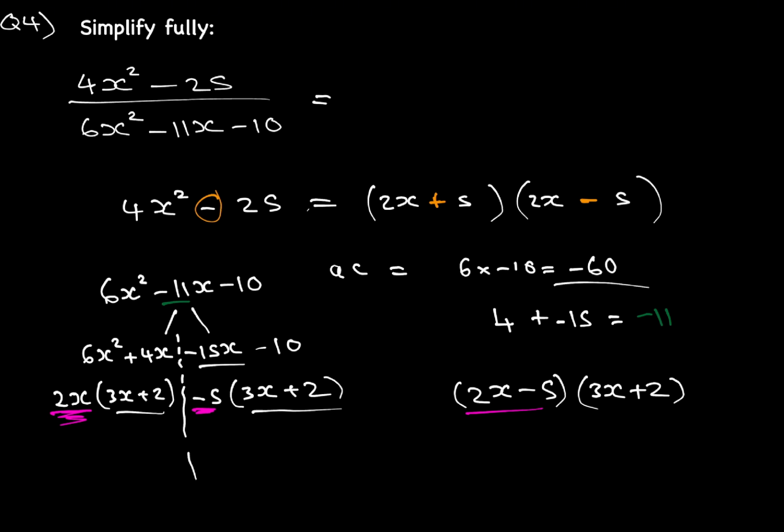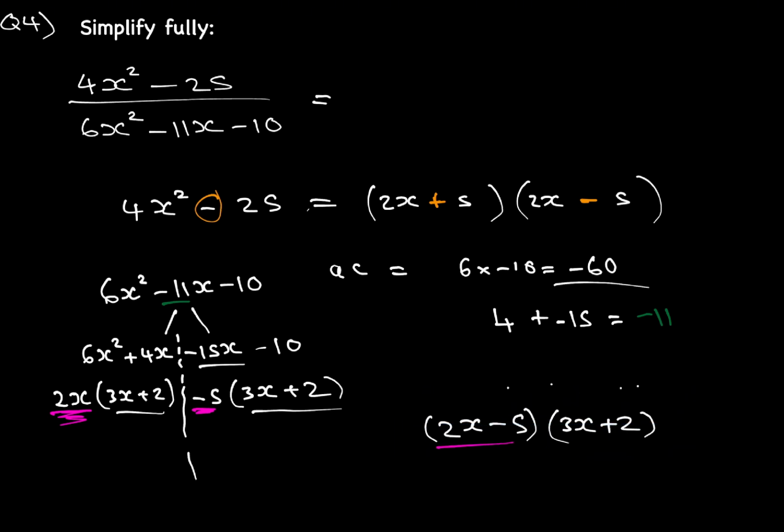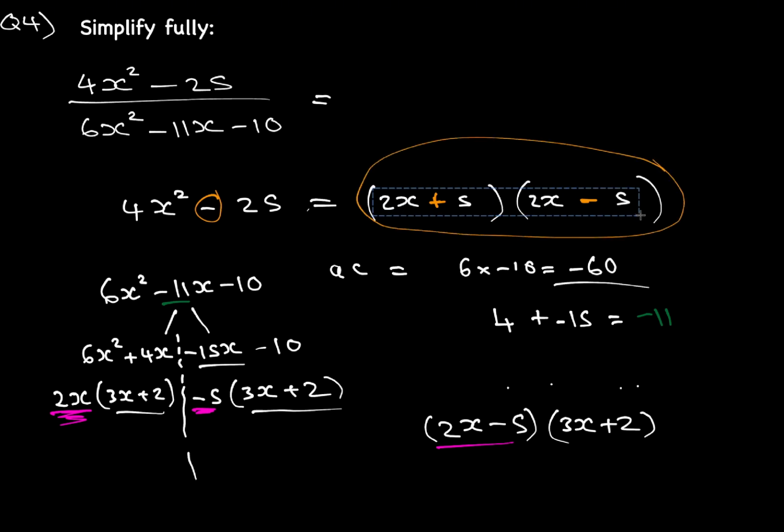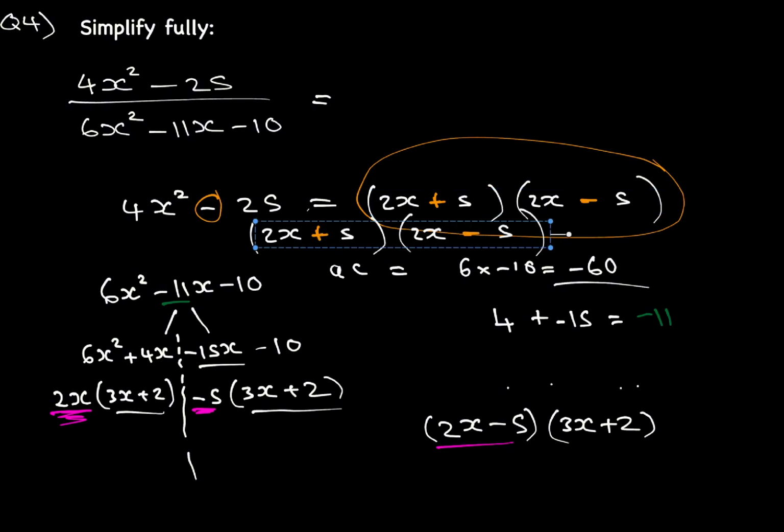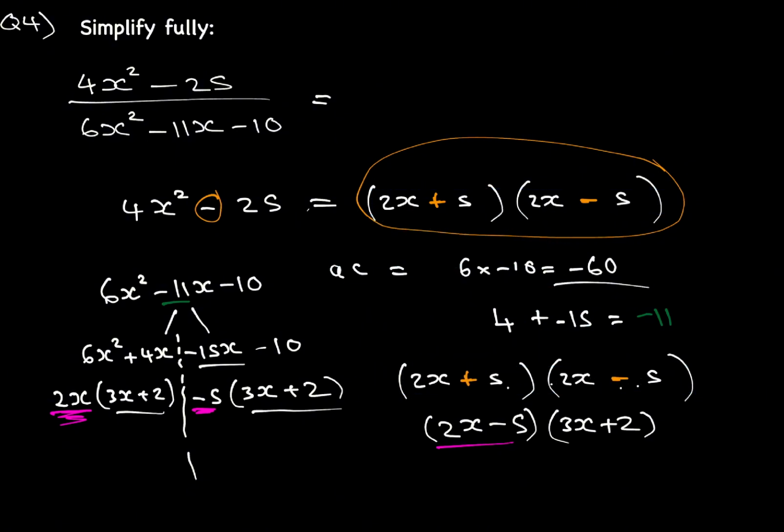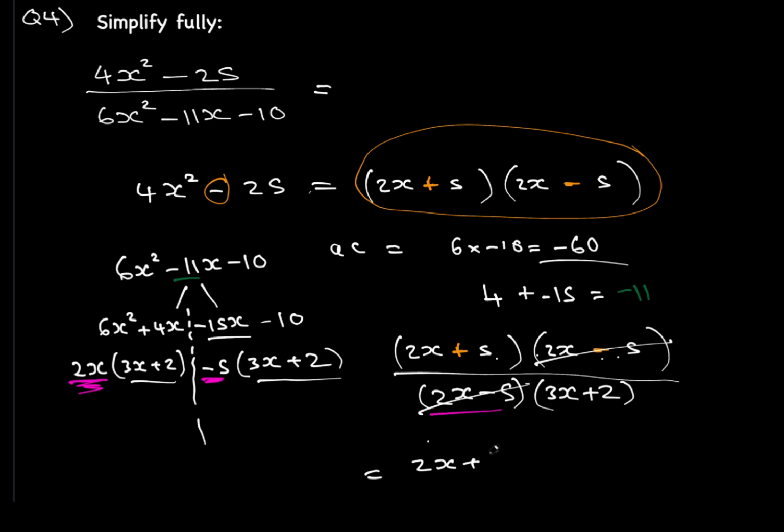Now, at this point, because this is the denominator, I'm just going to bring back my numerator, which is this one here. Okay, hopefully you can see some of the terms here can cancel now. So 2x plus 5 cannot be cancelled, but 2x minus 5 can, so I'm just going to cancel that down. And okay, so this just becomes 2x plus 5 in the numerator over 3x plus 2. And that's your answer done.